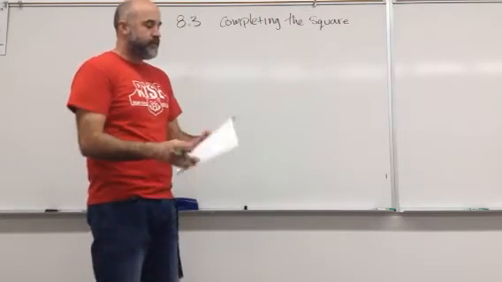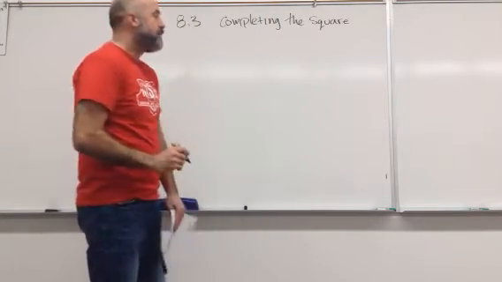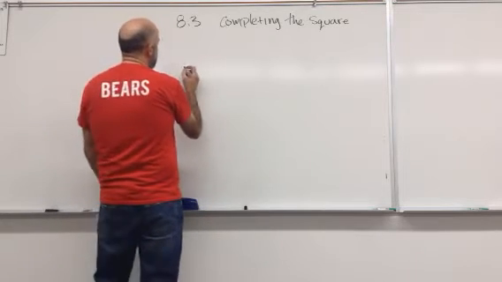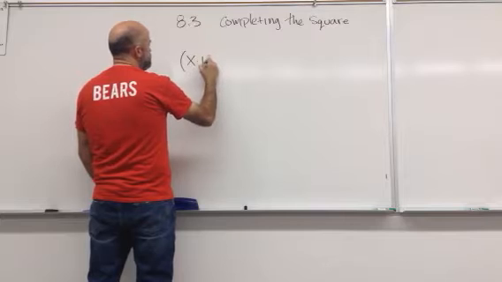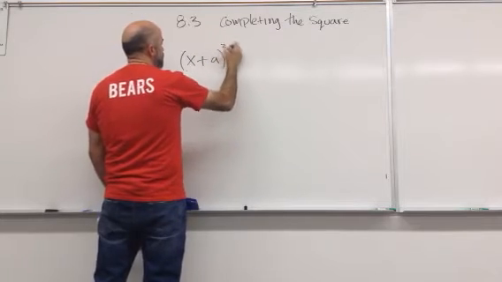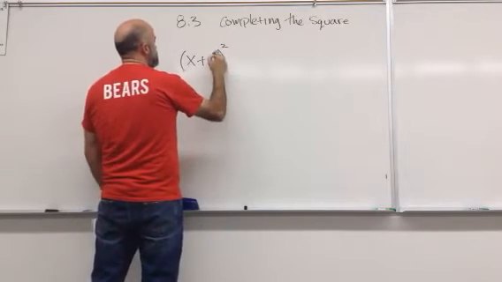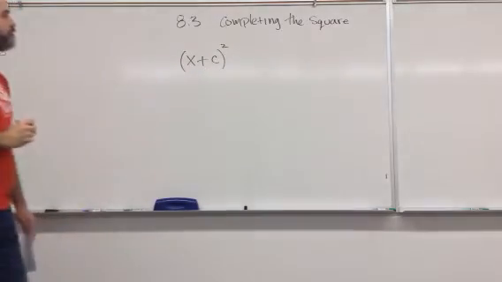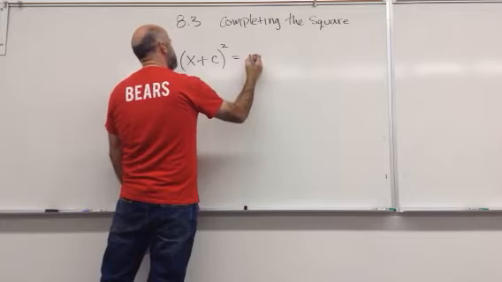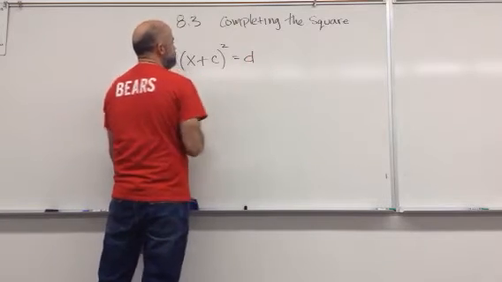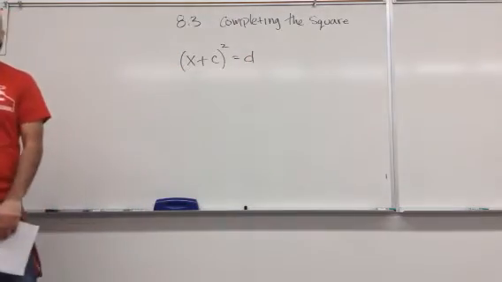So completing the square is a difficult thing. What we're looking for is a version like, we'll make that c, (x plus c) squared, and for now we're going to make it equal d. Some other form of that.